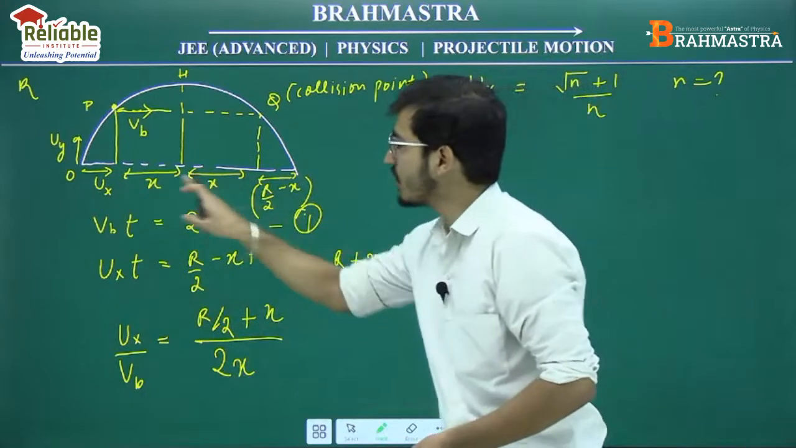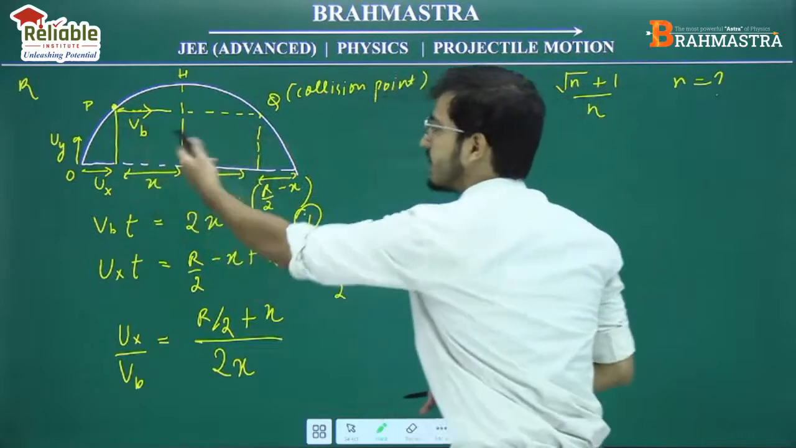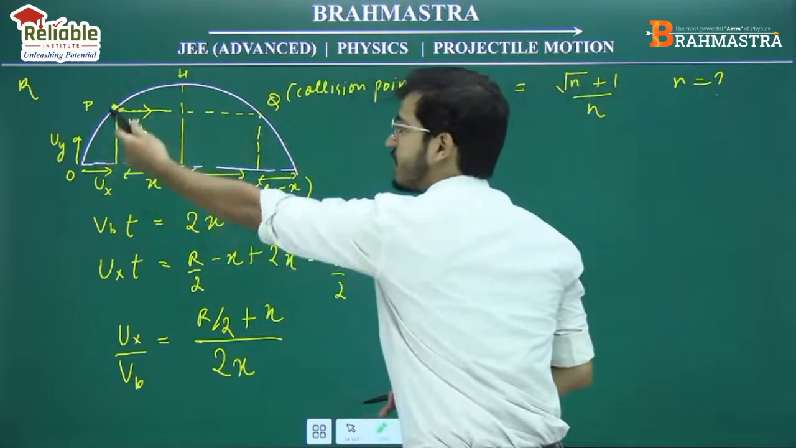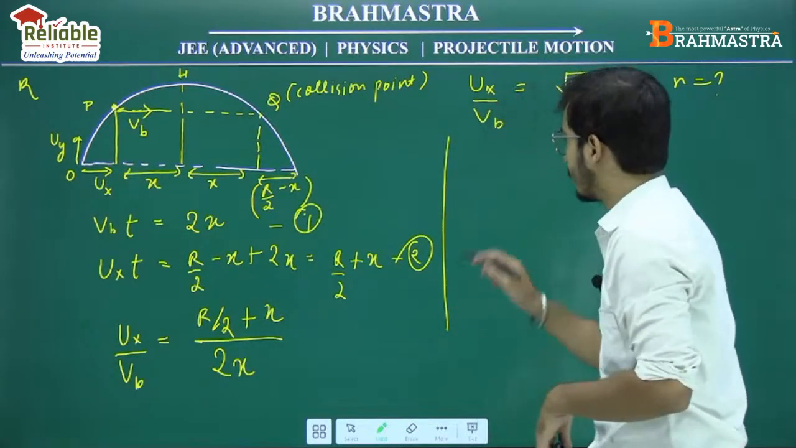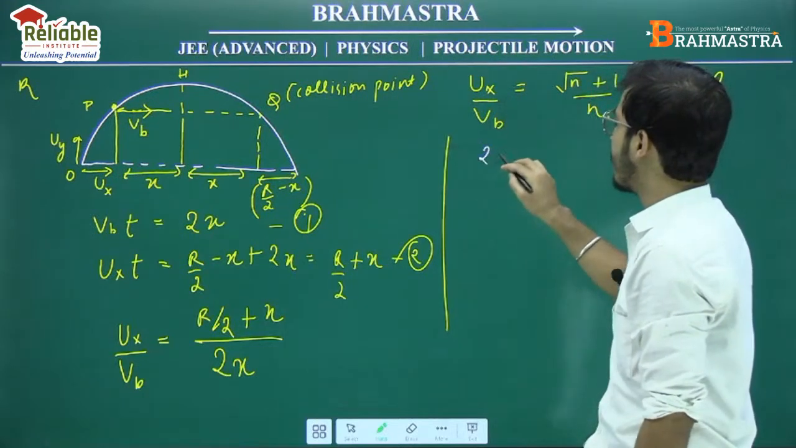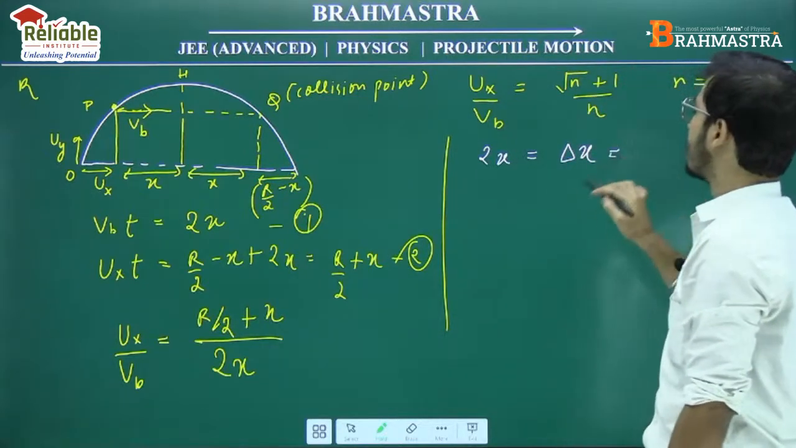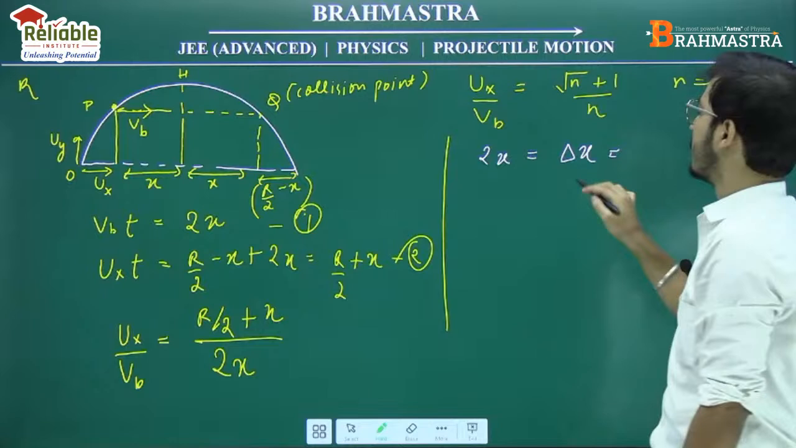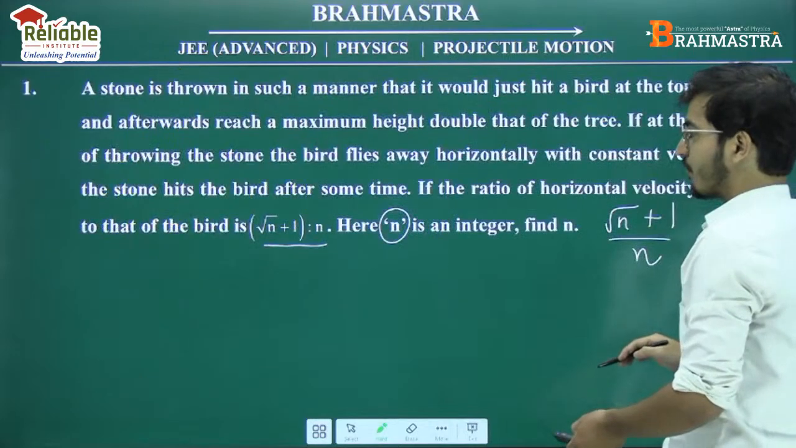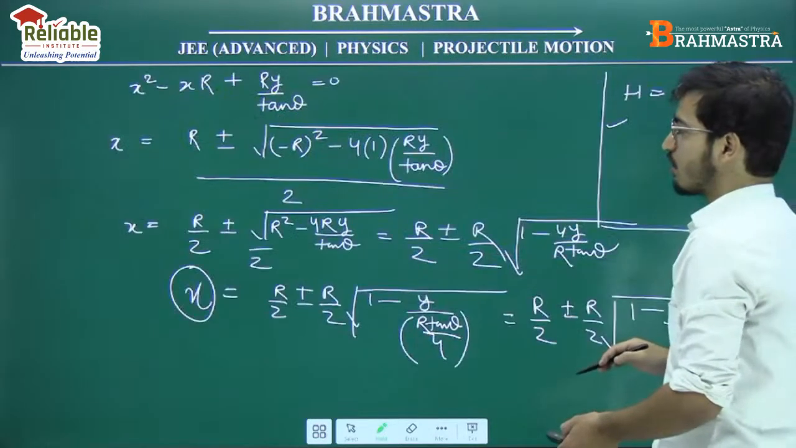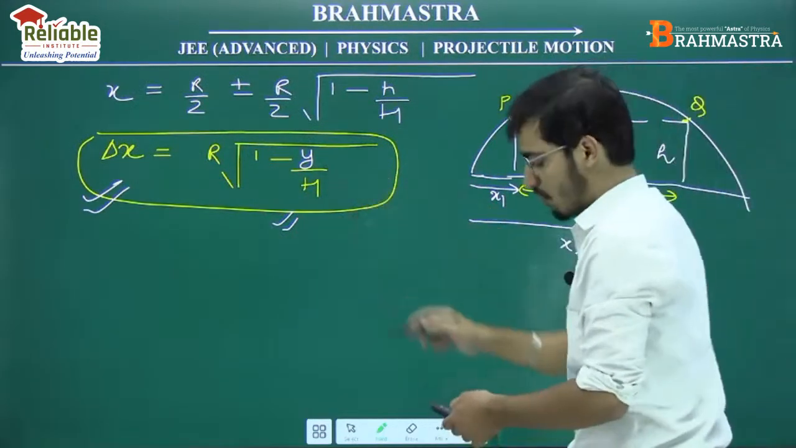And what do you think is the value of x or 2x? Basically this height is reached by the stone twice, for two values of x, right? So this value 2x we are actually interested in, and this 2x is basically delta x, that is the difference in the roots, x2 minus x1, if you remember in the previous equation. This was the result, delta x, the difference between the two roots, that is R into root of 1 minus y by H.